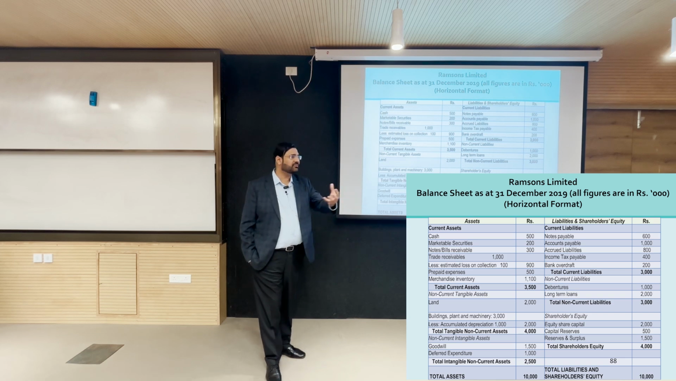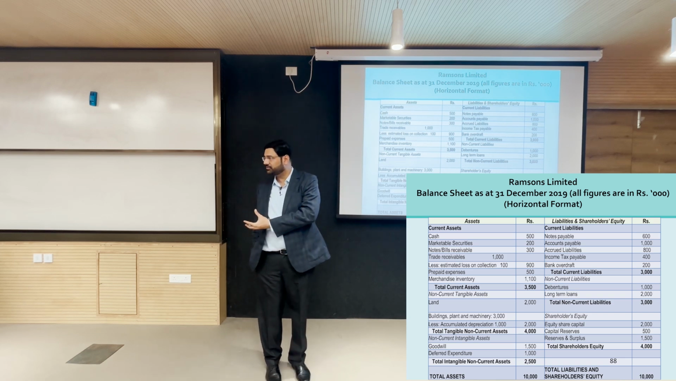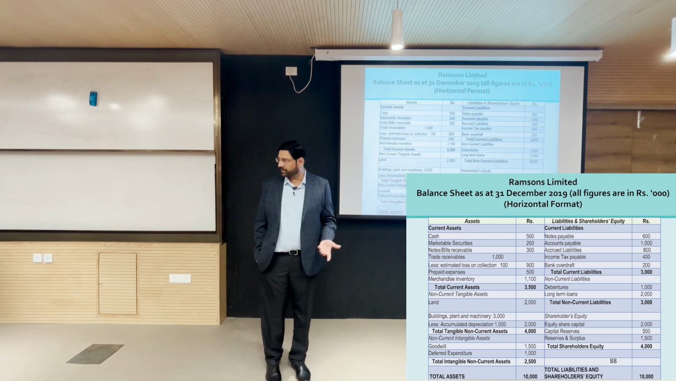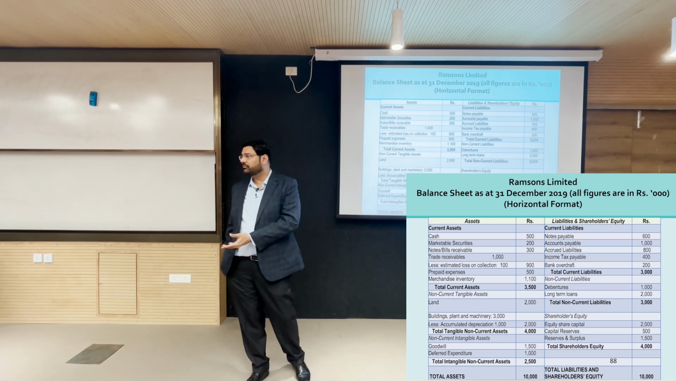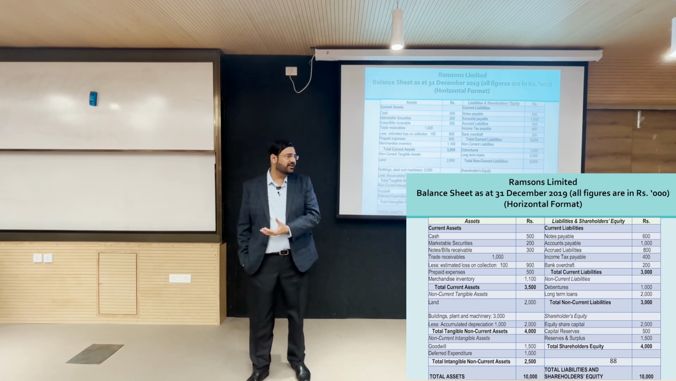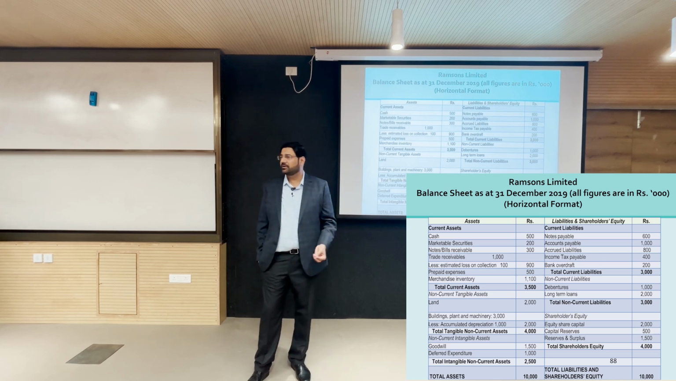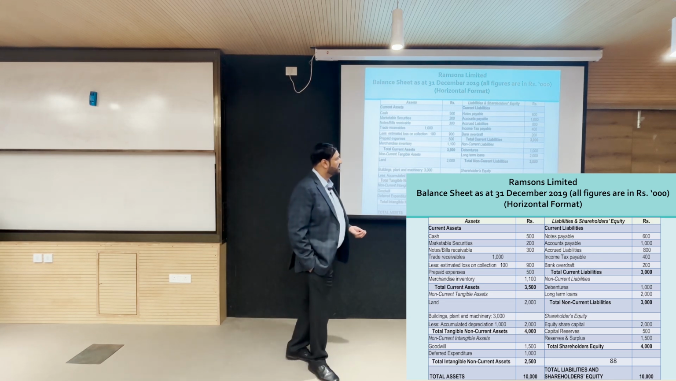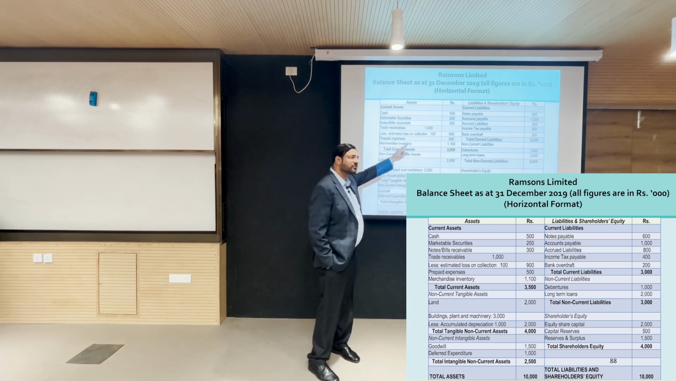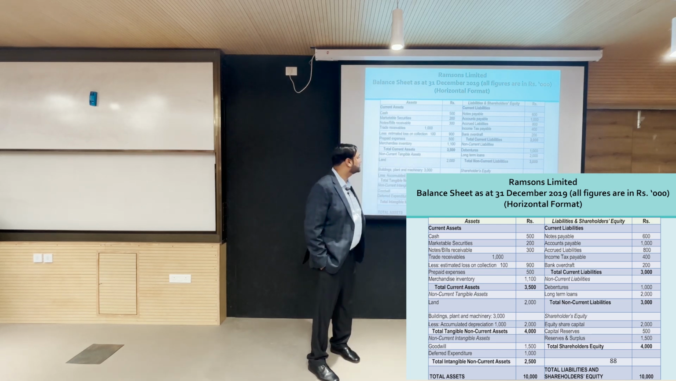So when I bought all the clothes from Raymond and the Aditya Birla Group, I have to pay them, right? So they are my creditors, or trade creditors, or accounts payable, or trade payable. You can call it by various names.